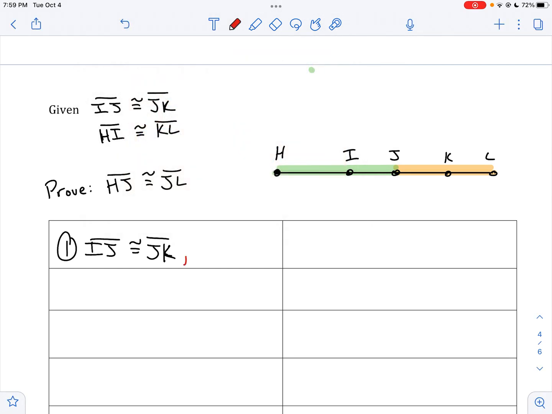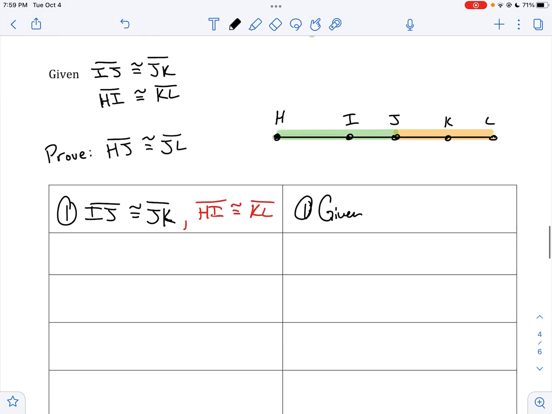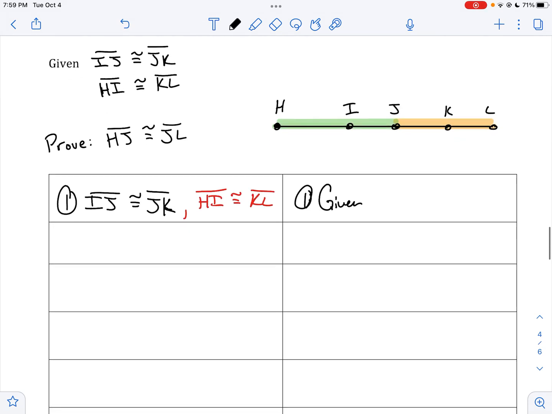I'm just going to change colors. HI is congruent to KL. So those are my given statements. First thing you will always want to do is your given statements.